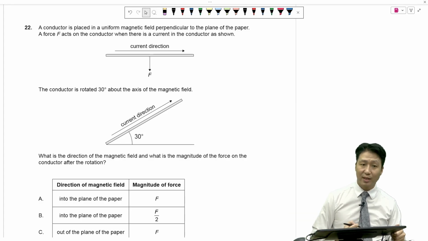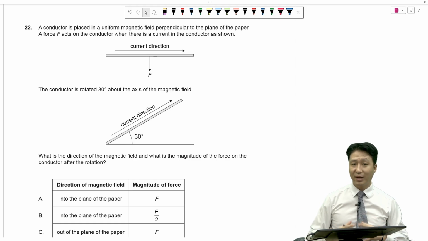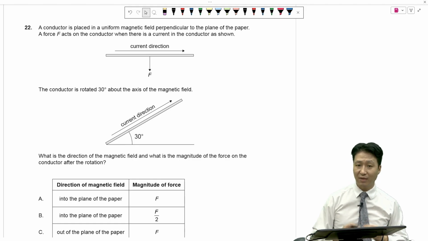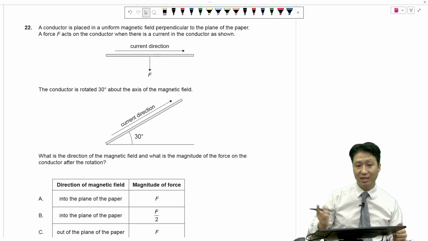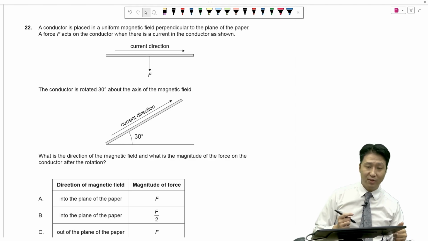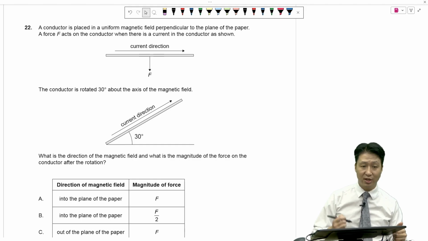Number 22. A conductor is placed in a uniform magnetic field perpendicular to the plane of the paper. A force F acts on the conductor when there is a current in the conductor as shown. The conductor is then rotated by 30 degrees about the axis of the magnetic field. What is the direction of the magnetic field and what is the magnitude of the force on the conductor after rotation?